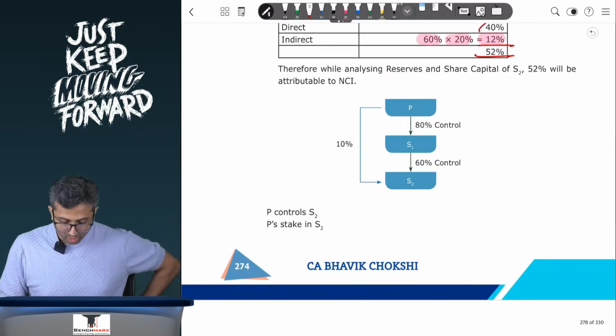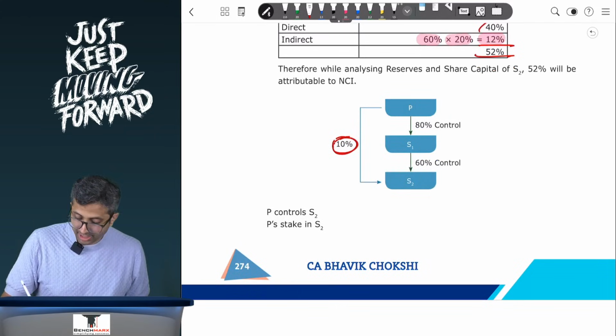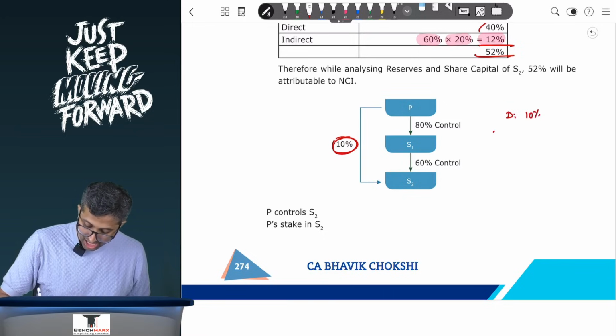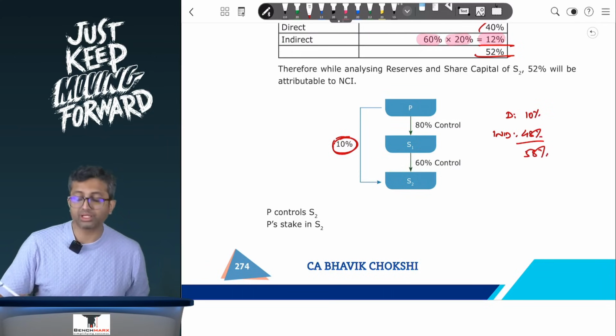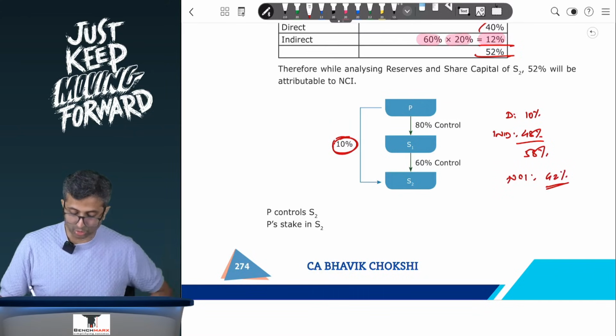Now, there can also be a case where P, apart from this, holds a 10% stake, in which case I would say P's stake in S2 is a direct 10% stake and an indirect 80 into 60, that is a 48% stake, and hence totally P will get 58% of the net assets. Therefore, NCI would be 100 minus 58, so that is equal to 42%.